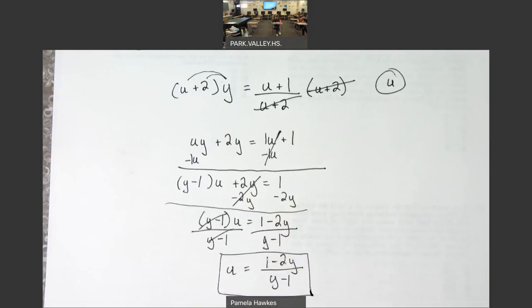That's my answer. Now, what if I had moved the u from the uy over to this side? Could I do it that way? Absolutely. Does it change this answer? Just a little bit. It might be 2y minus 1 equals 1 minus y. Okay? So it's the same thing. Don't change your answer just because of that. Okay? Good job. Any others?